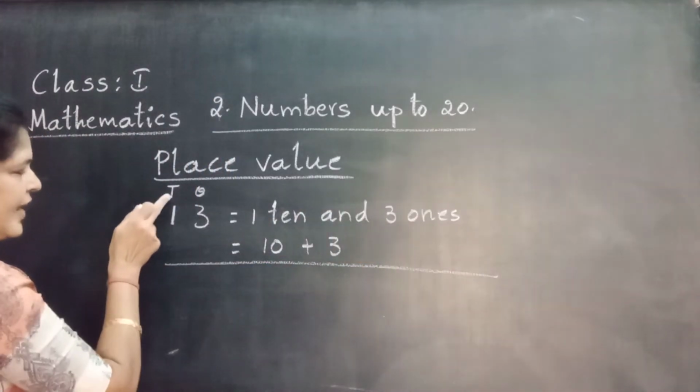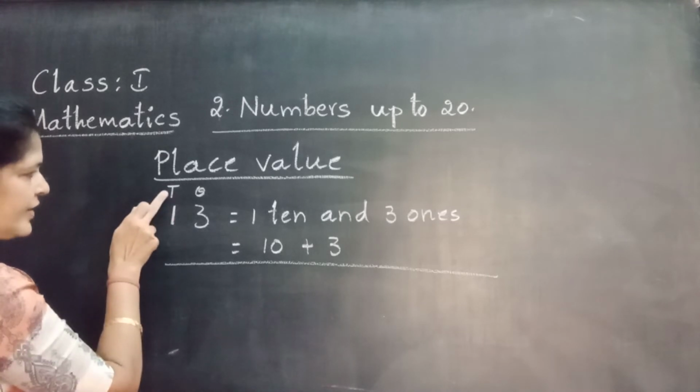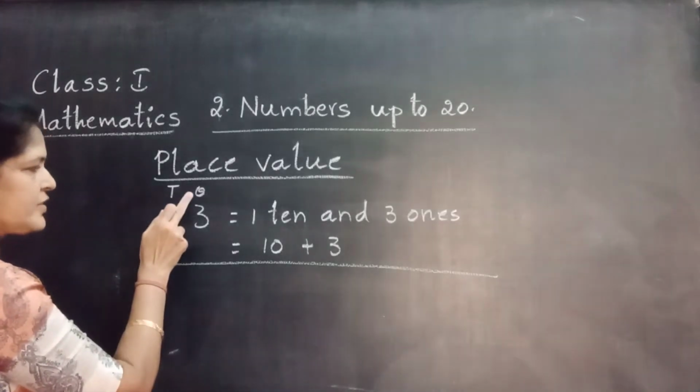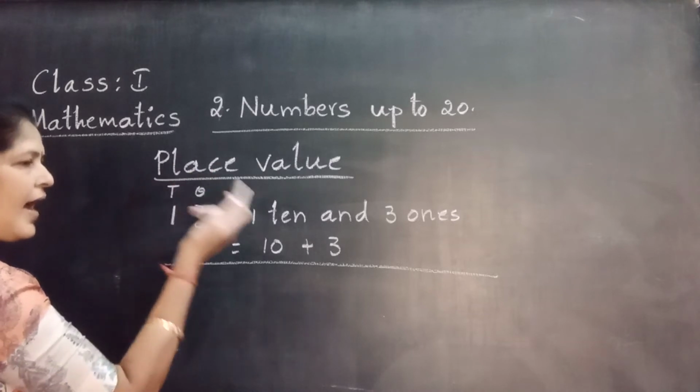So 1 is in the tens place. T for tens. 1 ten. 3 is in the ones place. O for ones. 1 ten and 3 ones.